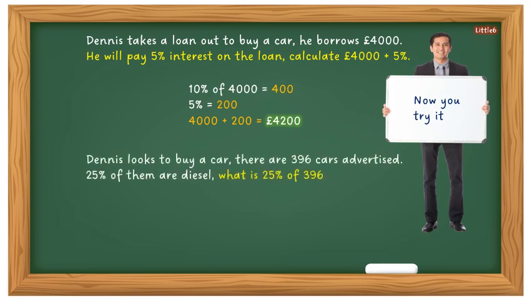Now Dennis looks to buy a car. There are 396 cars advertised. 25% of them are diesel. What is 25% of 396? Pause the video, see how you got on.